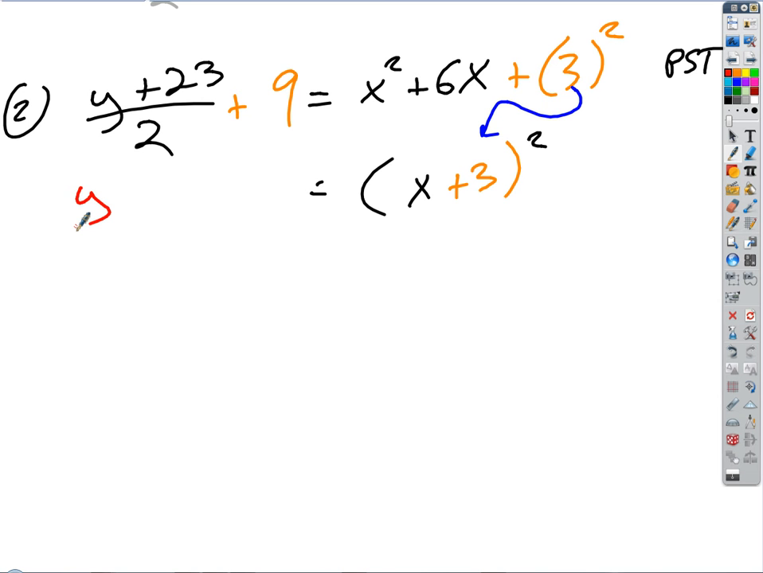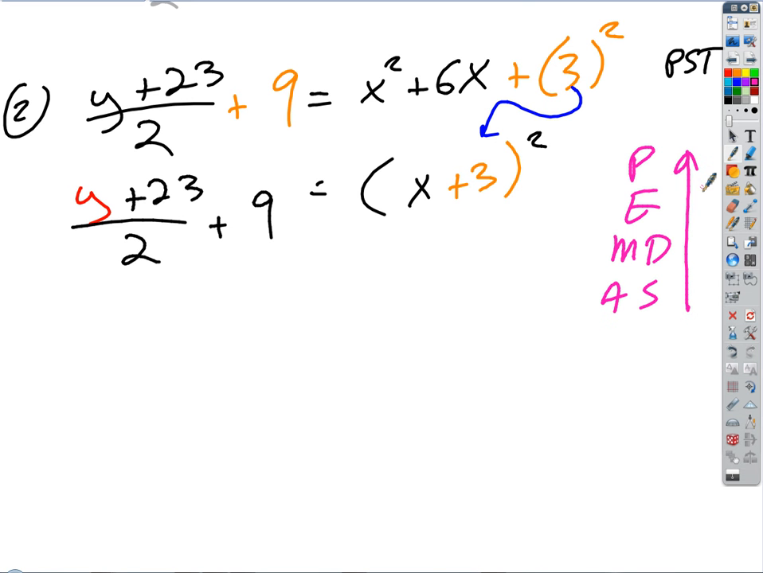We've got our perfect square like we needed, right? Now we just need to get rid of all these other numbers to get the y by itself. So we're trying to isolate y, which means we're going to reverse order of operations, correct? So we're going to follow PEMDAS backwards, SADMEP. So what are the steps in order to get that y by itself? First we subtract 9, then we multiply by 2, then we subtract 23. And we've got the y by itself, right?